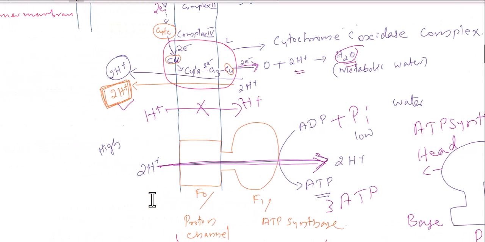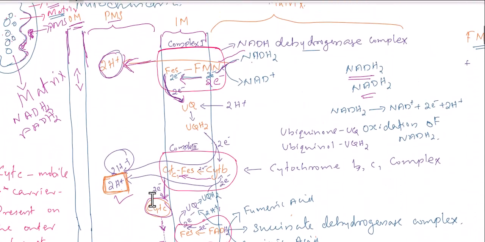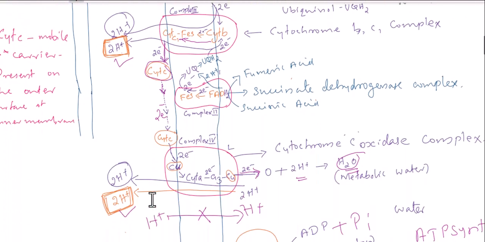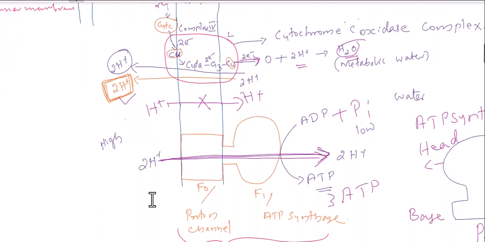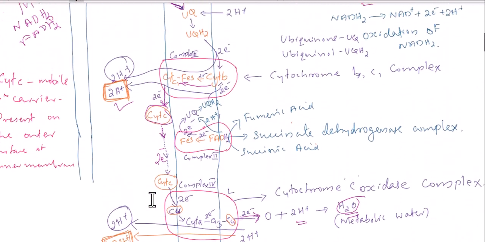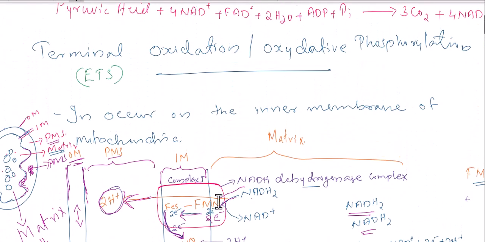So that is the overall process, the terminal oxidation. The oxidation reduction process on the inner membrane is responsible for the formation of ATP. This type of ATP synthesis we term oxidative phosphorylation. The oxidation of the reduced coenzymes leads to the formation of ATP. Terminal oxidation, that is all about that process. Okay, thank you.